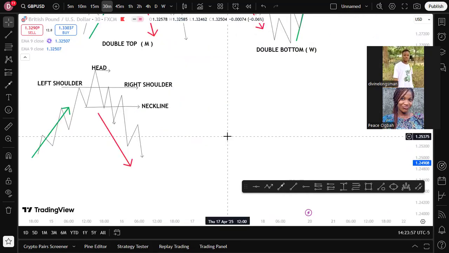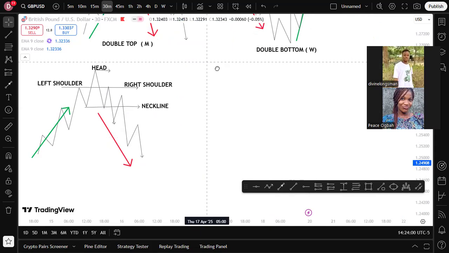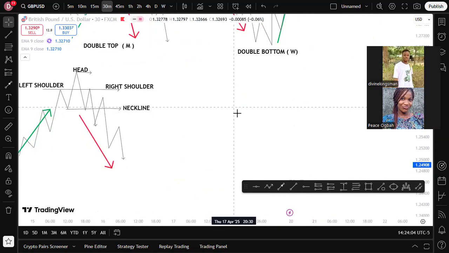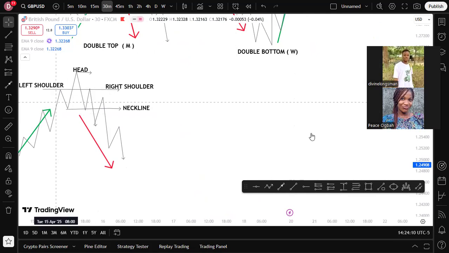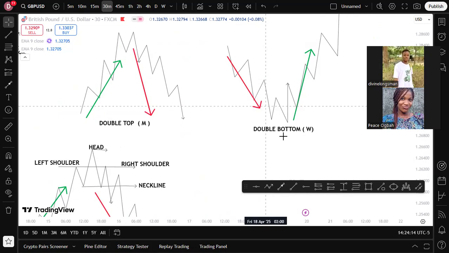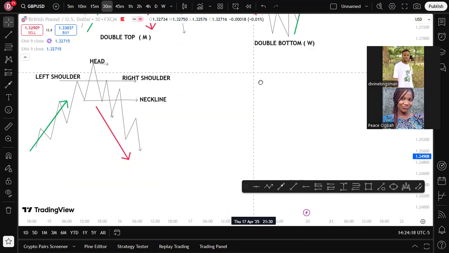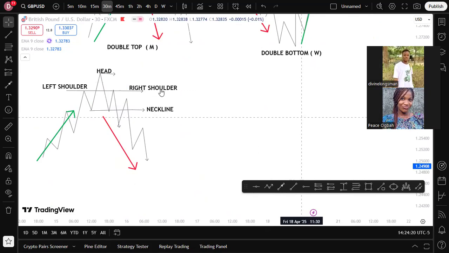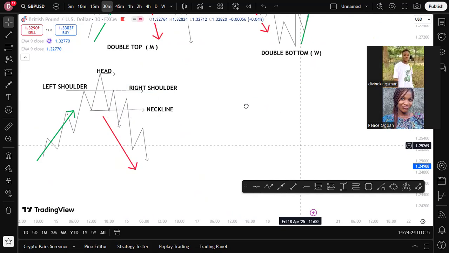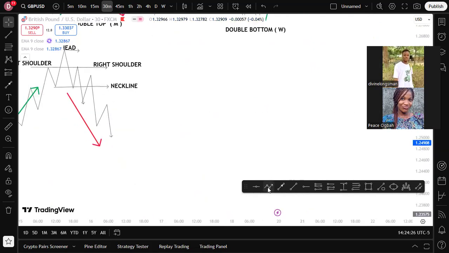Now the inverse head and shoulder, which is the fourth one, is a bullish reversal that happens in the market. It's just the opposite of this one, the same way the double bottom is the opposite of the double top. The inverse head and shoulder is the opposite version of the head and shoulder. So it will look like this, right?